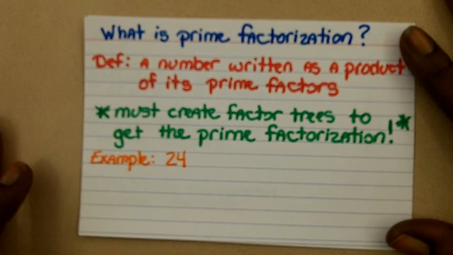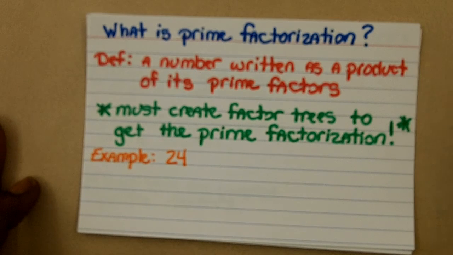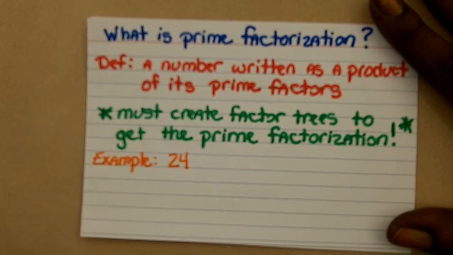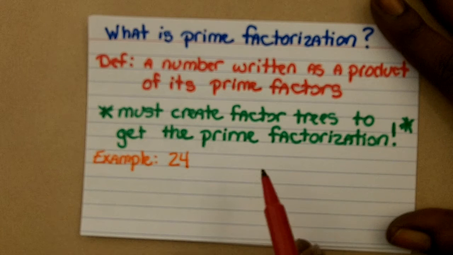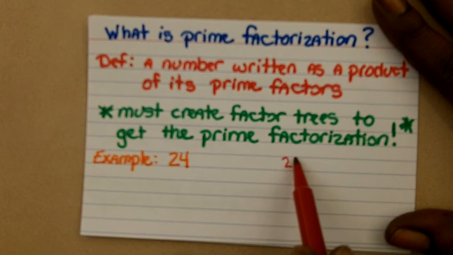Now, what is prime factorization? Prime factorization is when you have a number and that number is written as a product of its prime factors. So in order to get to a number's prime factors, you must make what we call a factor tree. So for example, we have 24, and if I ask for the prime factorization of 24, the first thing you would do is create a factor tree for 24.